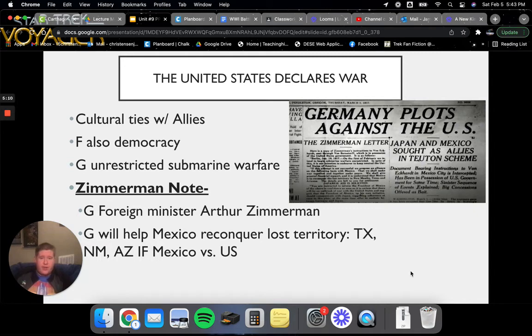Now eventually, the U.S. saved the day. Due to a lot of cultural ties with the Allies, with France also being a democracy, Germany's unrestricted submarine warfare got worse, and to add salt to the wound was something known as the Zimmerman Note, in which the German Foreign Minister, Arthur Zimmerman, plotted to get Mexico to join the war. In exchange, once the war was over, they'd help them invade the United States and reconquer their lost territories in Texas, New Mexico, and Arizona if Mexico attacked us. And we're like, yeah, nope, we're done. We're getting involved in the war now to shut it down.